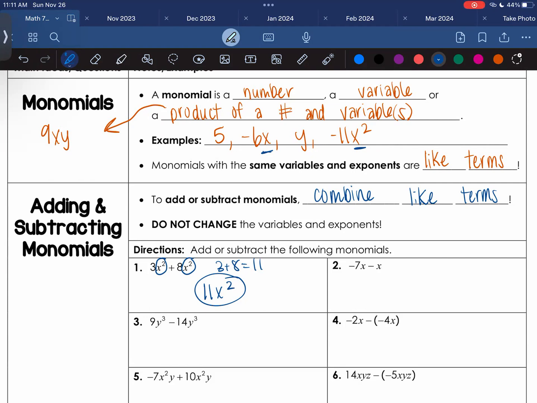This is very similar to what we've been doing, but now we're just throwing some exponents and different things in there. So we have negative 7x minus x. Those are like terms because they both just have an x. Remember, if you minus x, it's just minusing 1x. So we're going to do negative 7 minus 1, which equals negative 8. And our answer is negative 8x because don't forget you need that x. Go ahead and try numbers 3 and 4 on your own.